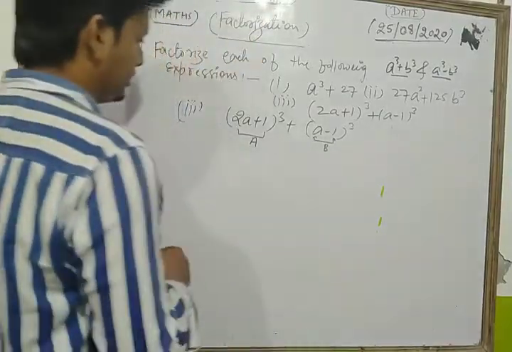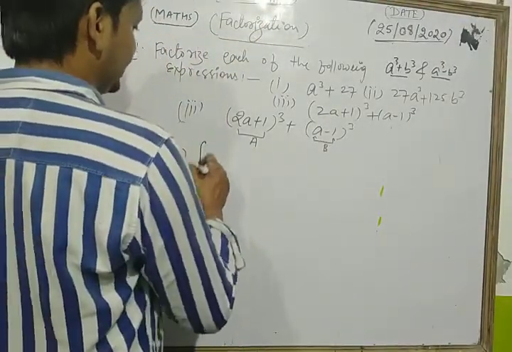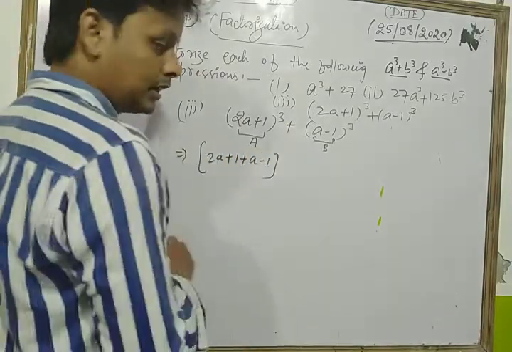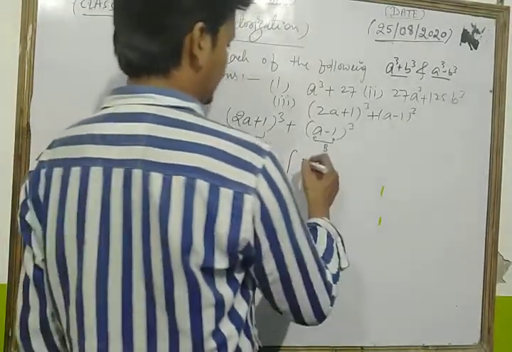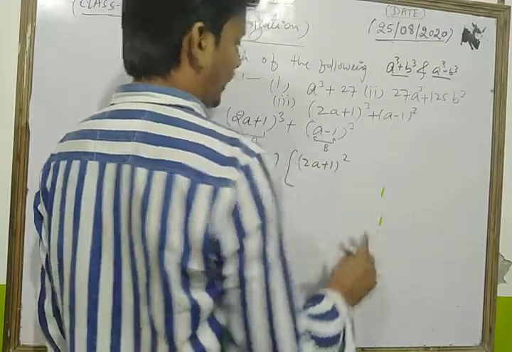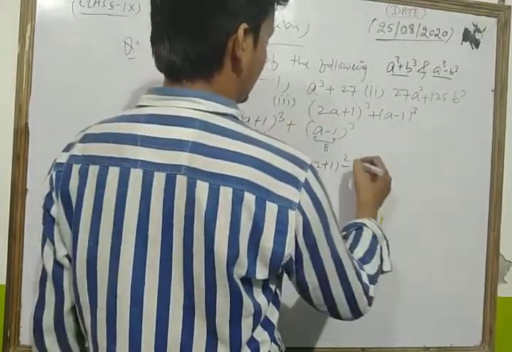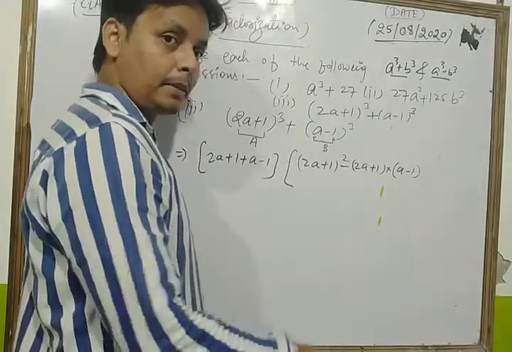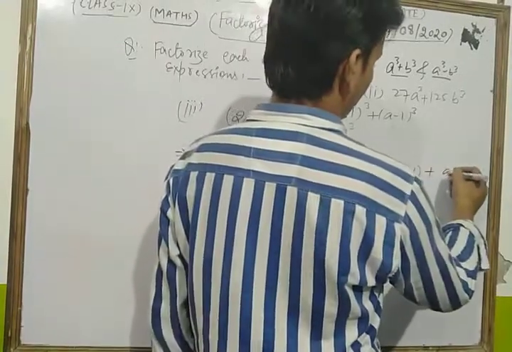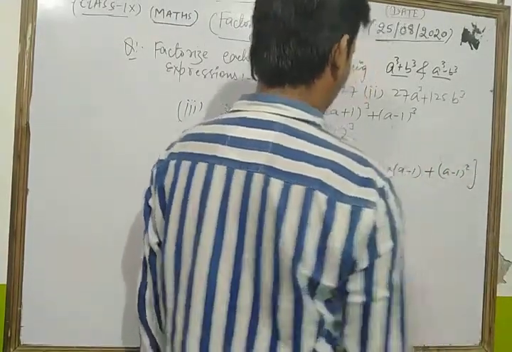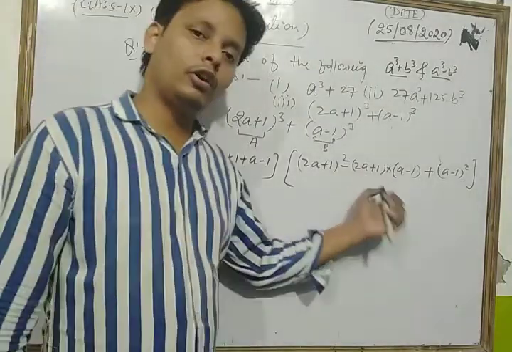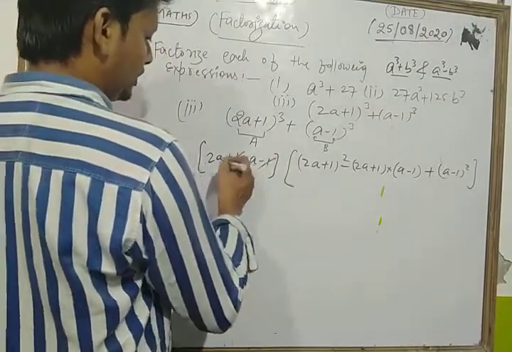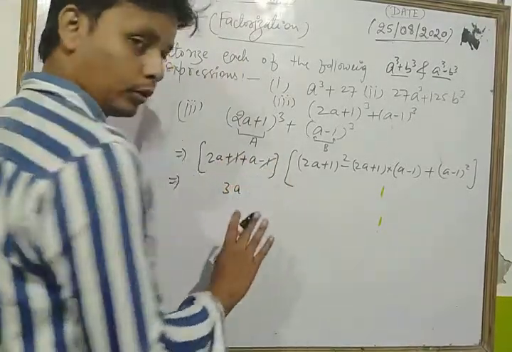Thus we write A cube plus B cube is, in one bracket A plus B, meaning 2a + 1 + a − 1, and in another bracket A square, meaning (2a + 1) square, minus AB, meaning (2a + 1)(a − 1), plus B square, meaning (a − 1) whole square. Now we expand and solve the expressions, and hence we get our result. Plus 1 minus 1 cancel each other, 2a plus a we get as 3a. Okay, now clear.